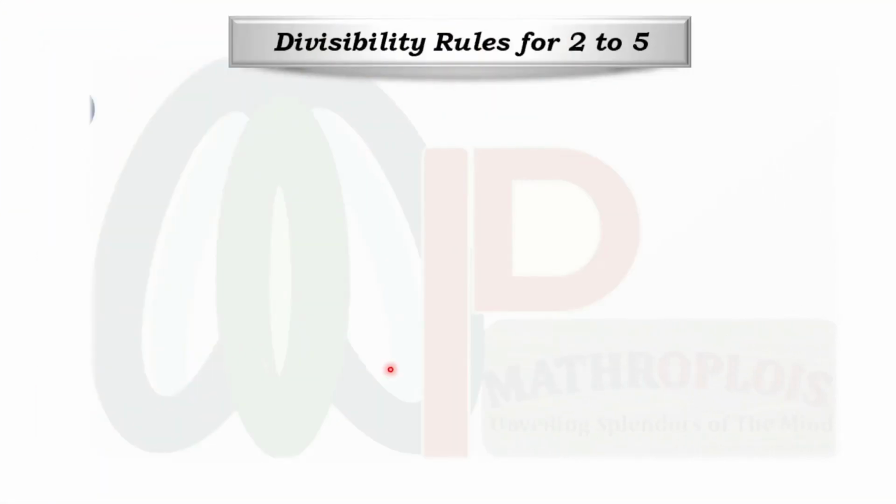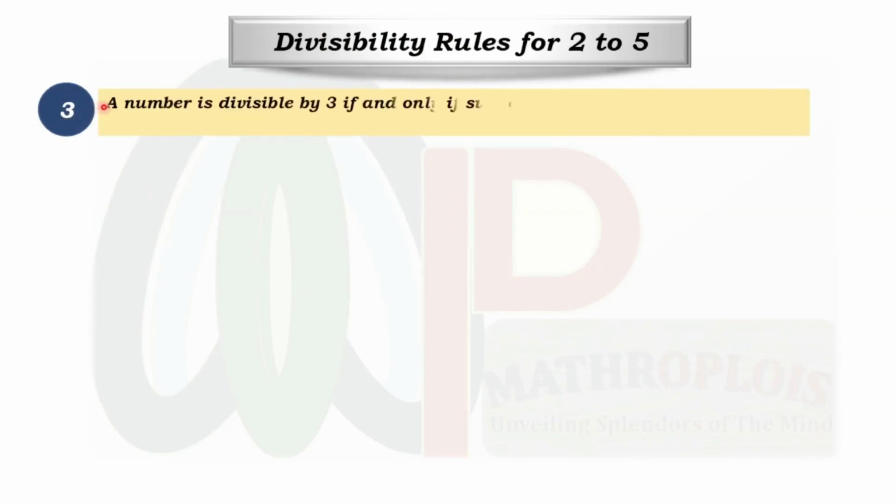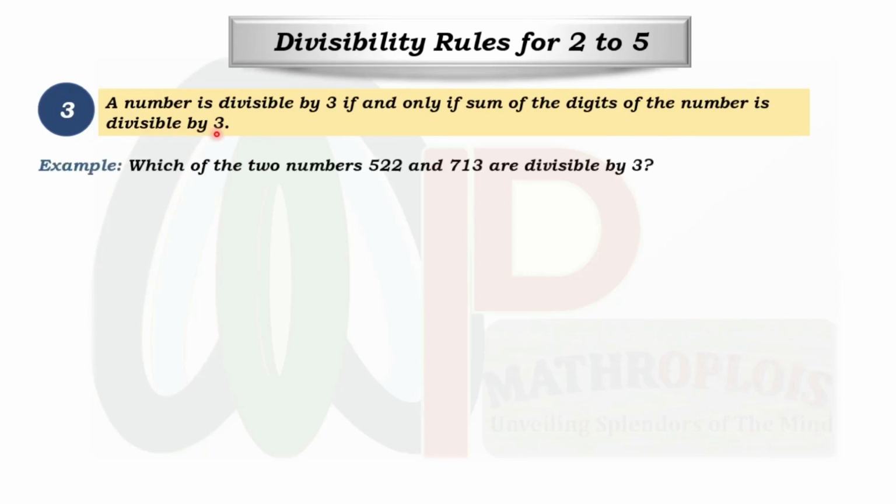We now learn divisibility rule of next prime number, that is, 3. A number is divisible by 3 if the sum of the digits of the given number is divisible by 3. We solve an example for our clarification and better understanding. Which of the two numbers 522 and 713 are divisible by 3?